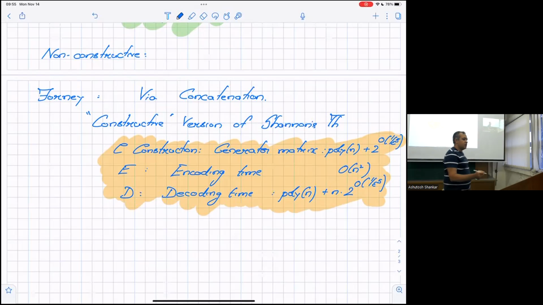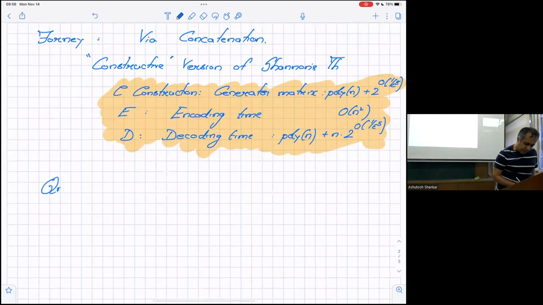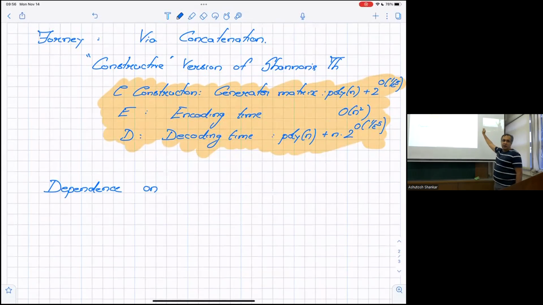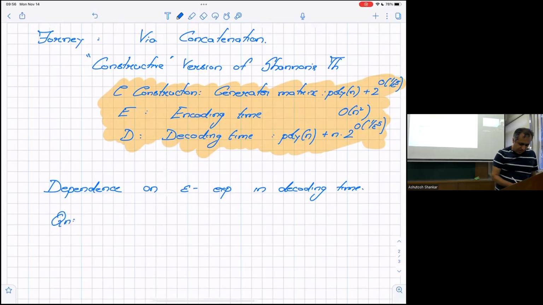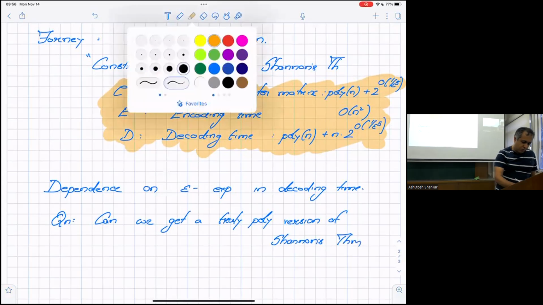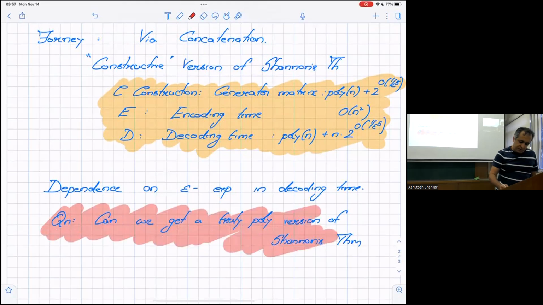So what was left was the following: the dependence on epsilon. It possibly could be taken off the construction, but it still remains in the decoding. So you won't be able to get rid of the exponential dependence on epsilon in the decoding time. And can we get a truly polynomial version of Shannon's theorem? That's the question we'll be asking, and today and in the next lectures we will be answering it.